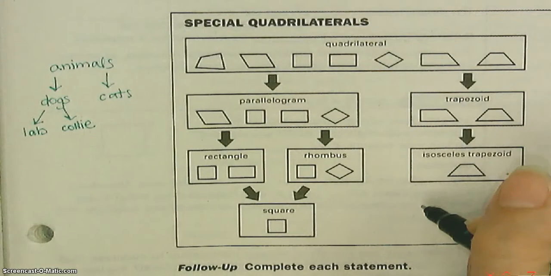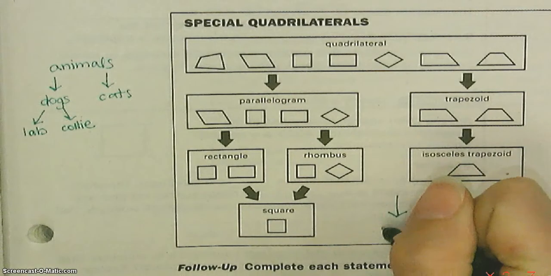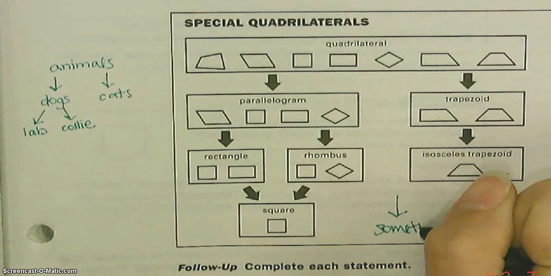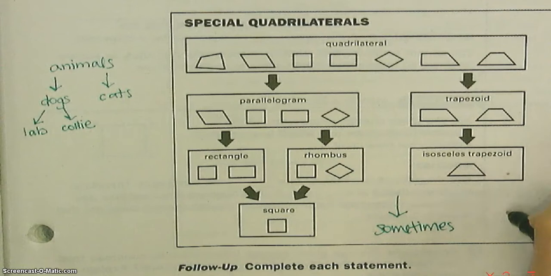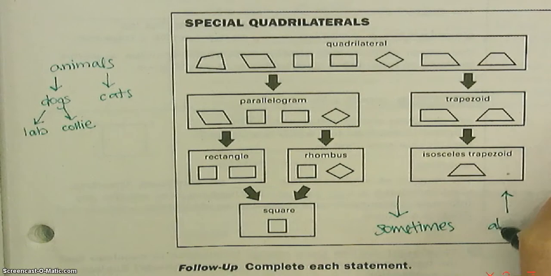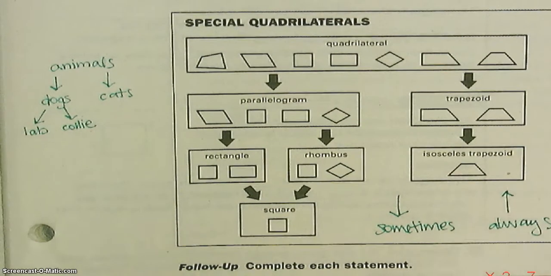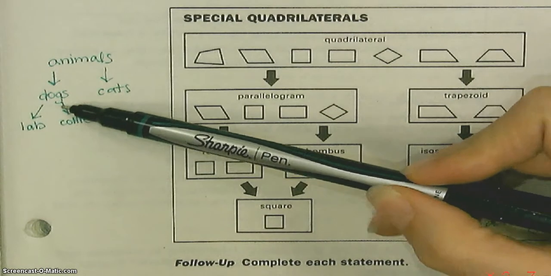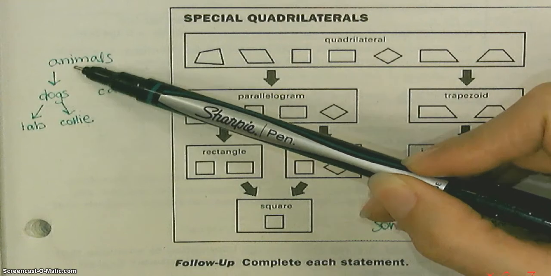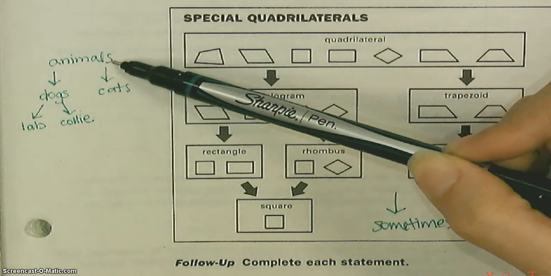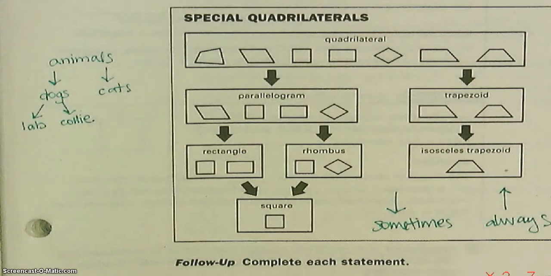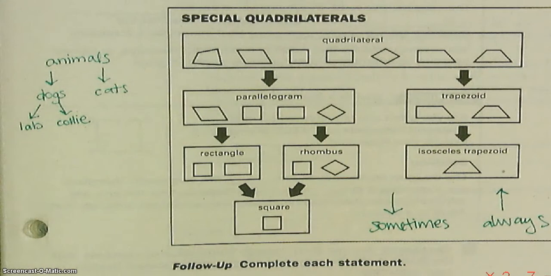Let's write that note here. If you're working down, it's sometimes. If you're working up, it's always. All right, for example, a collie is always a dog, and it's always an animal. A cat is always an animal. All right, so let's look at this follow-up, using this analogy.